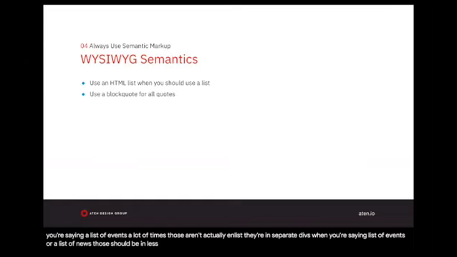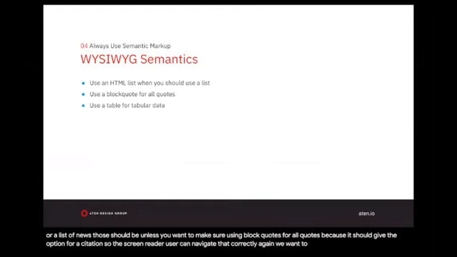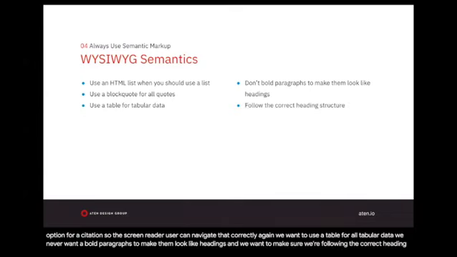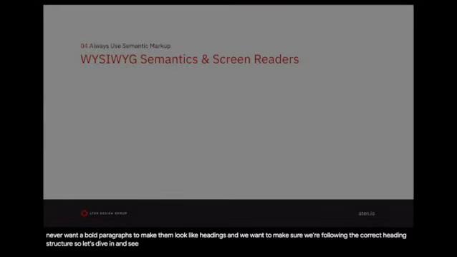You want to make sure you're using block quotes for all quotes because it should give the option for a citation so a screen reader user can navigate that correctly. Again, we want to use a table for all tabular data. We never want to bold paragraphs to make them look like headings. And we want to make sure we're following the correct heading structure. So let's dive in and see what's going on there.